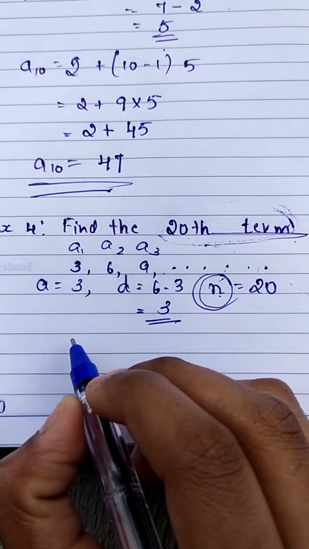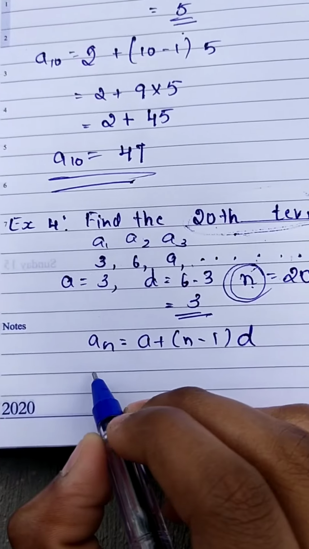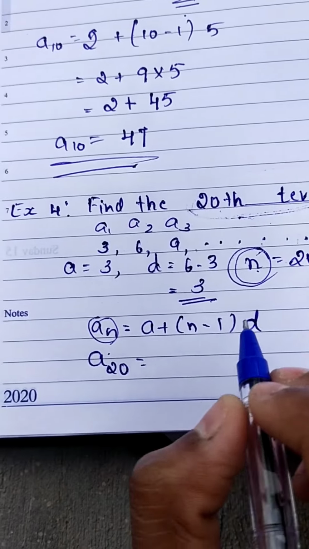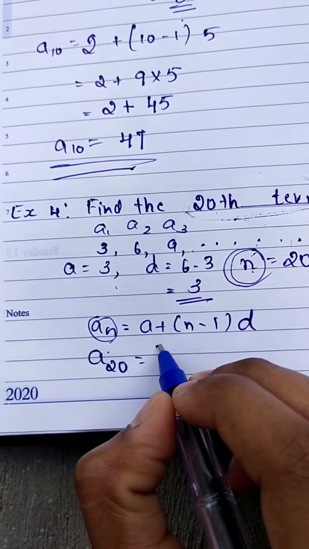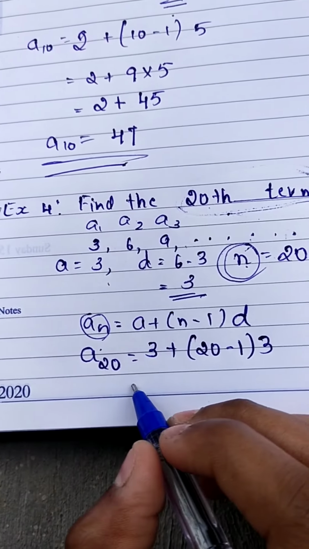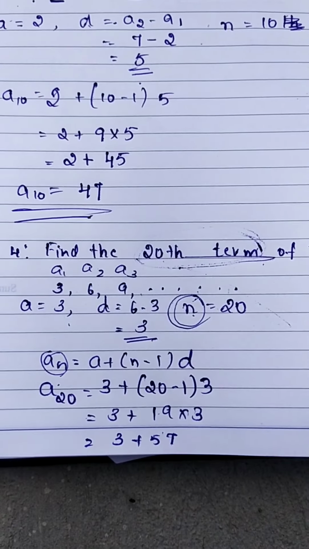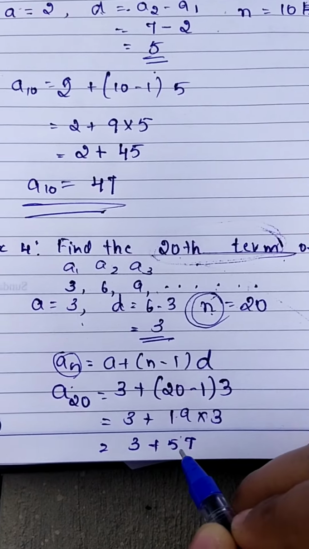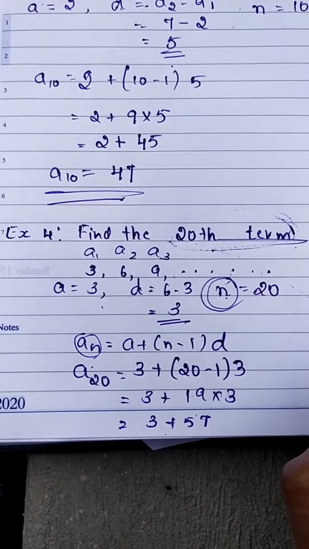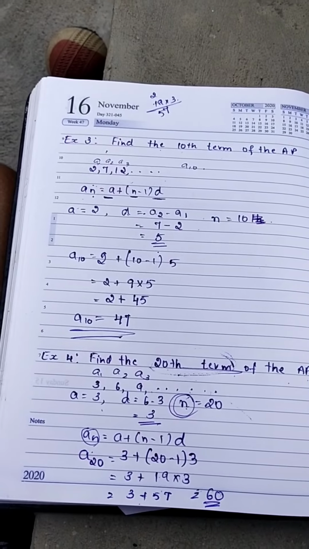So let's apply the formula: an = a + (n - 1) d. Here a20, substituting n in all places, a is 3, so 3 + (20 - 1), d is 3. So 3 + 19 × 3. 19 threes are 57. 3 + 57 is 60. Now you understood how to do it.